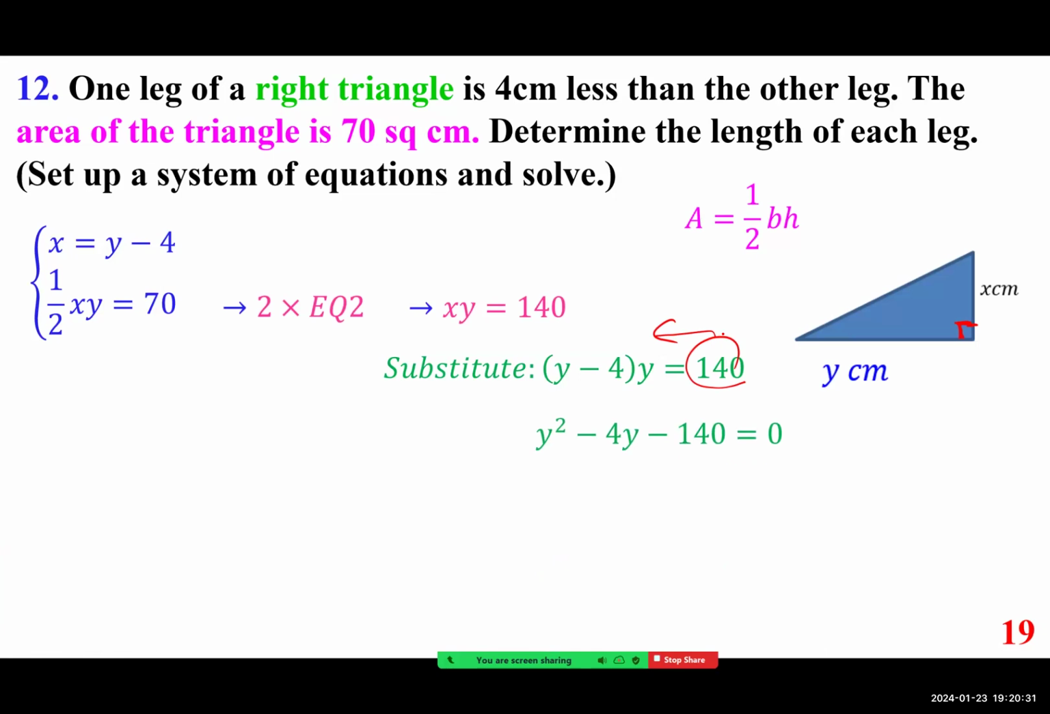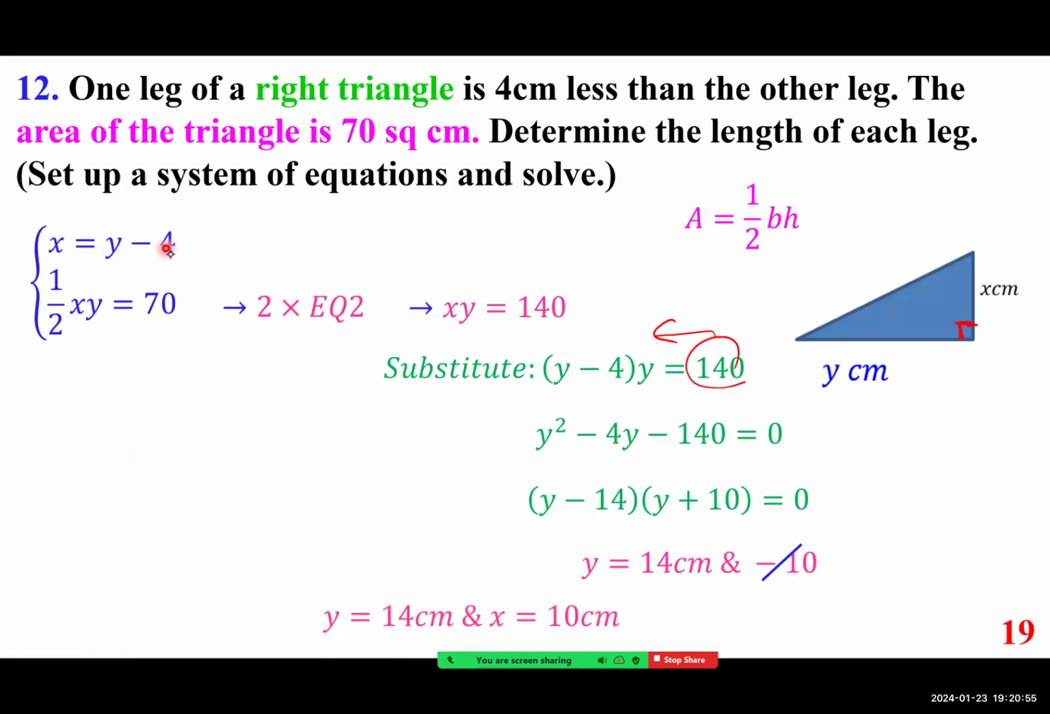So I want two numbers whose product is negative 140 and whose sum is negative 4. Those would be negative 14 and 10. This results in Y equals 14, and this results in Y equals negative 10. As you know, dimensions can't be negative, so that one is out. If Y is 14, X must be the same thing minus 4, which makes it 10. So Y is 14 centimeters, X is 10 centimeters. And you notice if you multiply those and divide by 2, you do get 70. In other words, you can easily and quickly check.